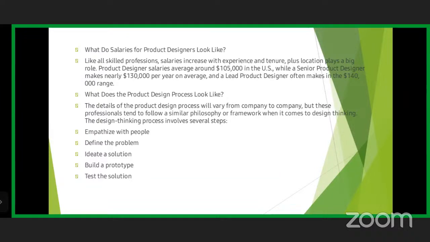So as a product designer, we go through a particular process before we come up with a design. We have to empathize with people, define the problem, ideate the solution, build a prototype, then test the solution. So empathize is like, okay, I go out there, I ask people questions. Okay, how do you feel about this? Okay, what if we did it this way?